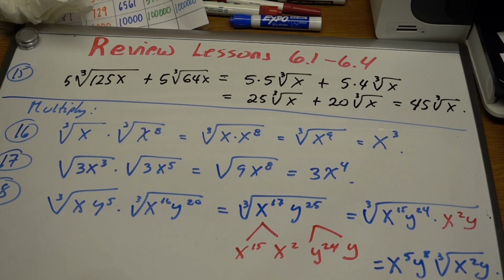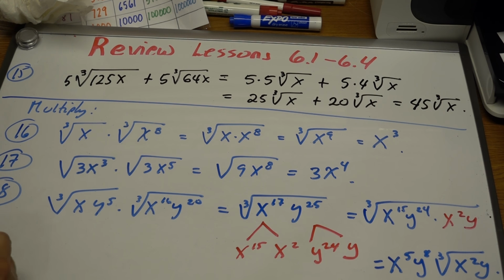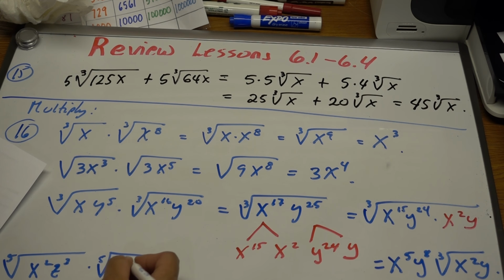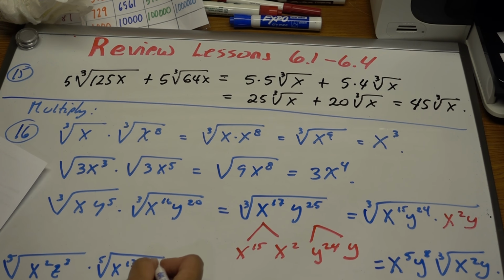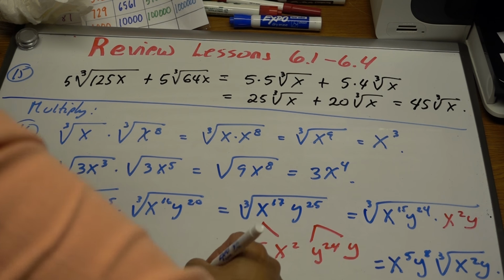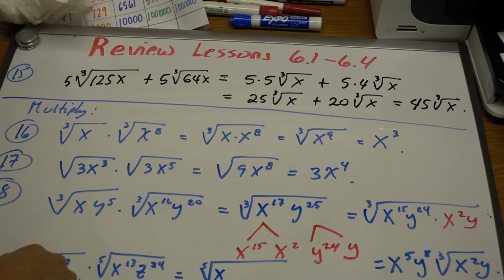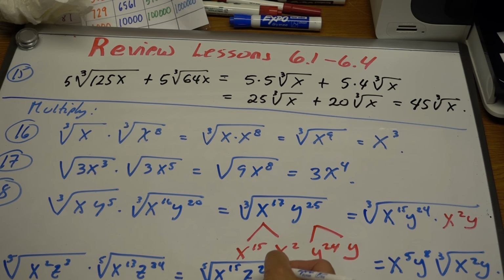That's number 18. Number 19. This one is the 5th root of x squared z cubed times the 5th root of x to the 13th z to the 24th. So put everything on the same radical. This is the 5th root. x: 2 plus 13 is 15. z: 3 plus 24 is 27.